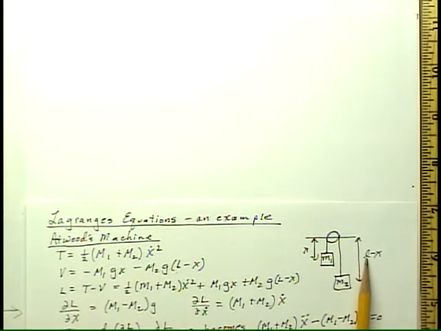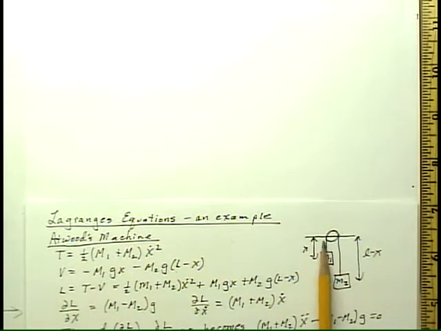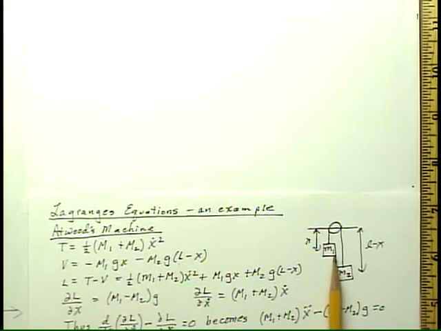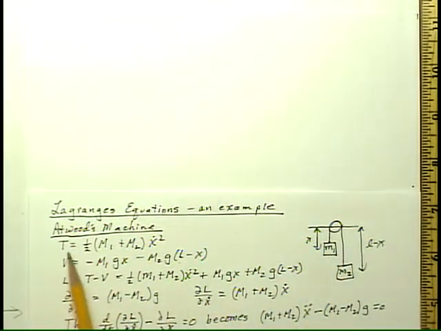That cord has a length L, and therefore we can think from this pivotal point right here that the distance down to mass m1, which hangs on one side of the cord, is a distance x. The distance then, since the cord has a length L, down to the other mass is a length L minus x. We therefore form the Lagrangian by first forming both the kinetic and the potential energy.